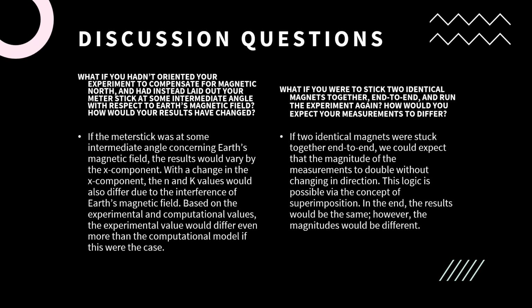If two identical magnets were stuck together end to end, we could expect the magnitude of the field to double without changing direction. This logic is possible with the concept of superposition. In the end, the results would be the same, however, the magnitudes would be different.